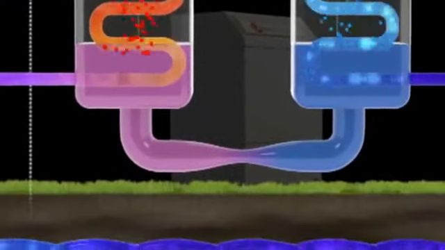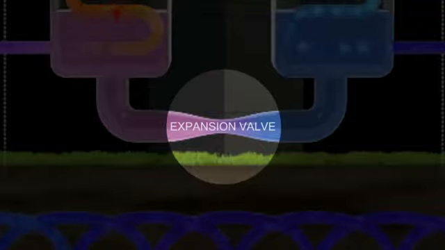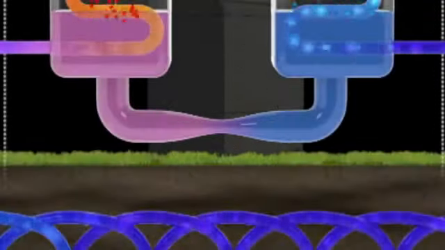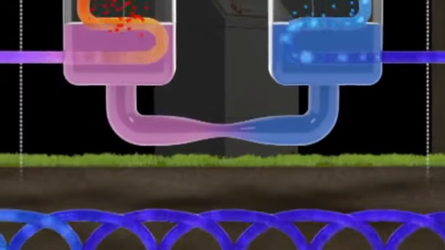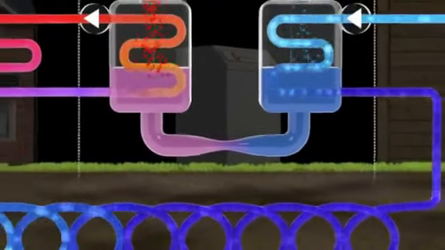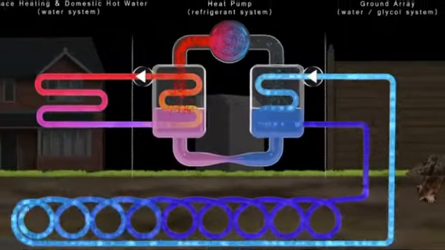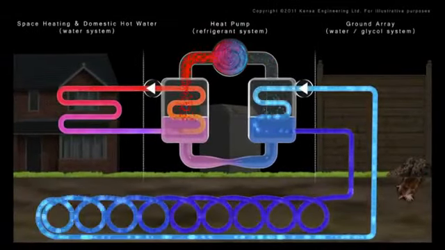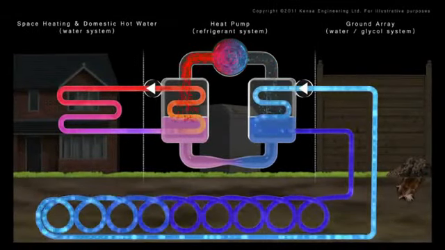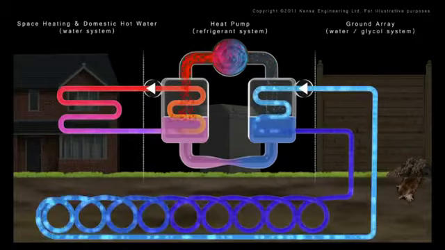This liquid is then passed through an expansion valve at the end of the cycle to reduce its pressure and temperature, ready to commence the cycle all over again. Low-grade heat stored in the ground has been upgraded by the refrigeration process to deliver hot water. For each kilowatt consumed by the heat pump, 4 kilowatts of energy is generated, effectively meaning the cost per kilowatt hour is quartered.